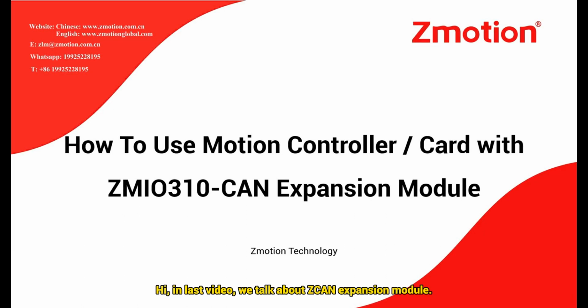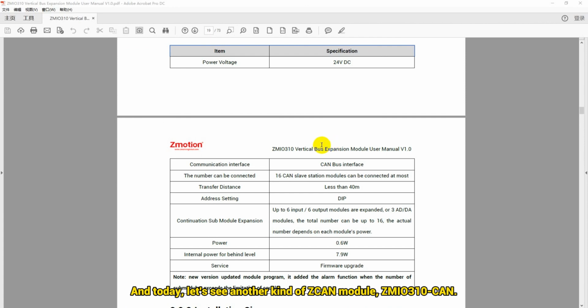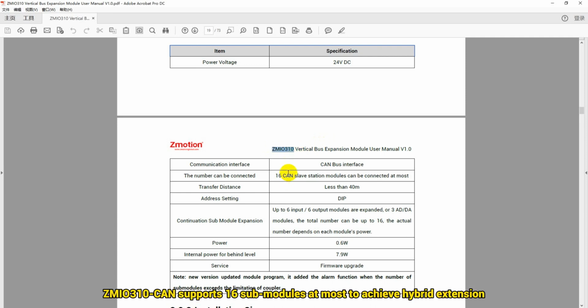Hi, in the last video, we talked about the ZCAN expansion module. And today, let's see another kind of ZCAN module, ZMIO310-CAN. ZMIO310-CAN can support 16 submodules at most to achieve hybrid extension.